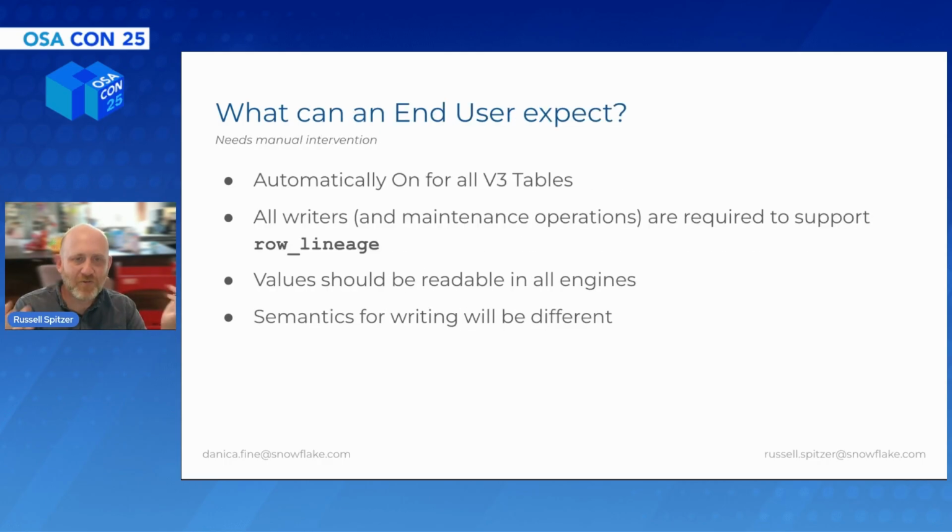So as an end user, this is basically automatically on the moment you have a V3 table, and all writers to V3 tables are required to actually update and keep these values accurate once those rows have been modified. Once they've been written, they're very easy to read by all engines. And again, the semantics for how we write these are a little bit different from an engine perspective, but shouldn't be different for any of the end users.